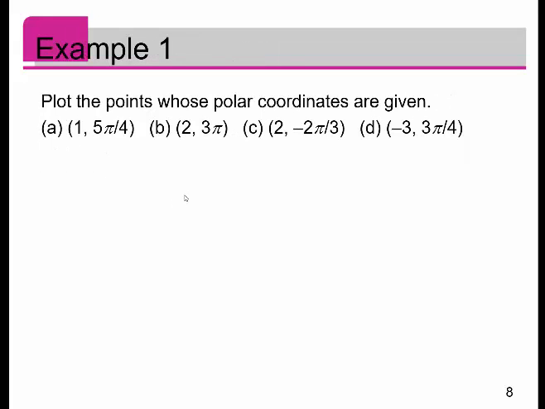All right, so let's plot these points whose polar coordinates are given. This is radius 1, angle 5 pi over 4; radius 2, angle 3 pi; radius 2, negative angle, I'll explain that; negative radius here, and then angle 3 pi over 4. You can see through these as I plot them here.